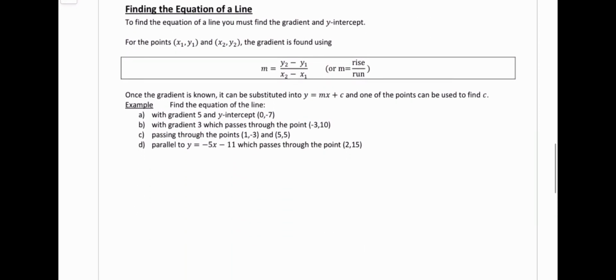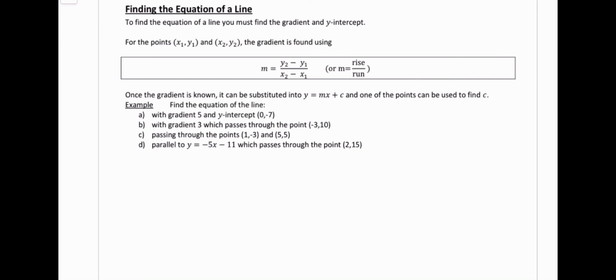Okay, the last thing we're going to look at is finding the equation of the line. So let's go back to basics here. The most basic thing we have is our equation of the line is y equals mx plus c. So to find the equation of a line, you've got to find your gradient first, and then we can substitute in a point hopefully and find the c as well, and then you'll have the general equation of your line.